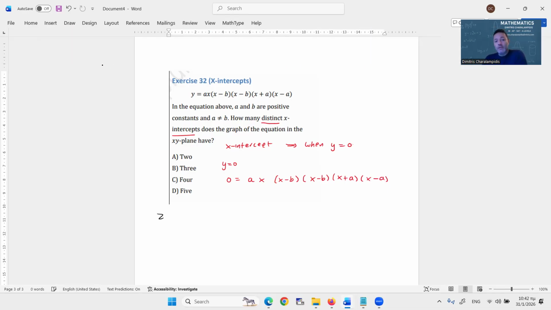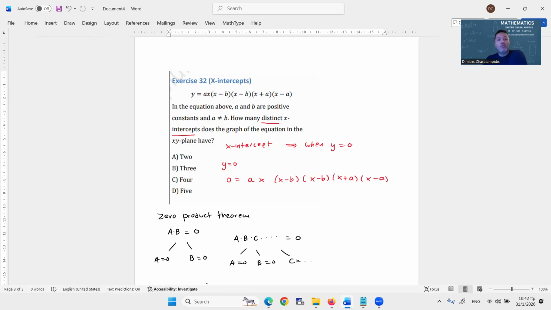Remember, we know that there is the zero product theorem. Zero product theorem suggests that when a product a times b equals 0, then either a is 0 or b is 0. This, however, can be generalized to more than two factors. So this means that if a times b times c and so on equals 0, then either a is 0 or b is 0 or c is 0.